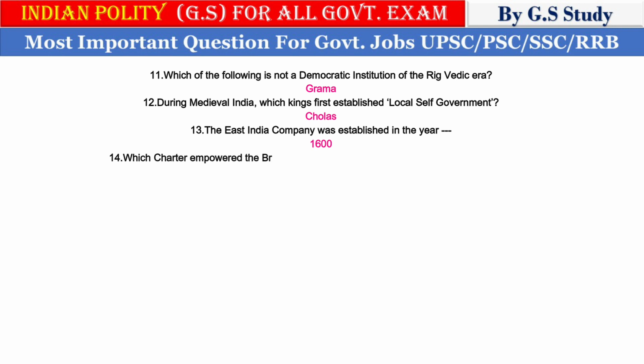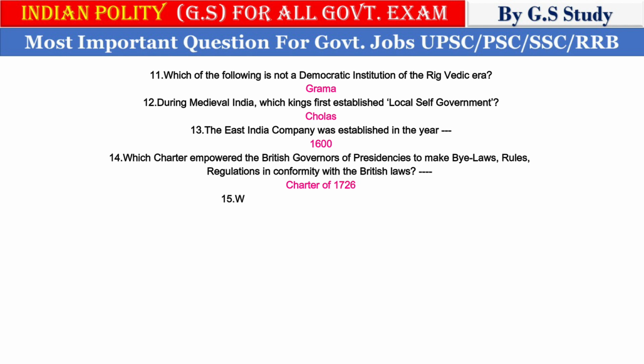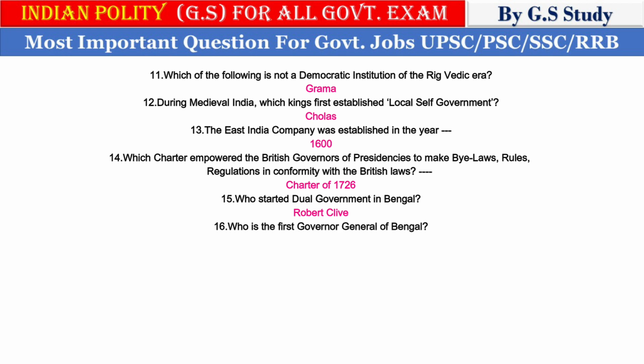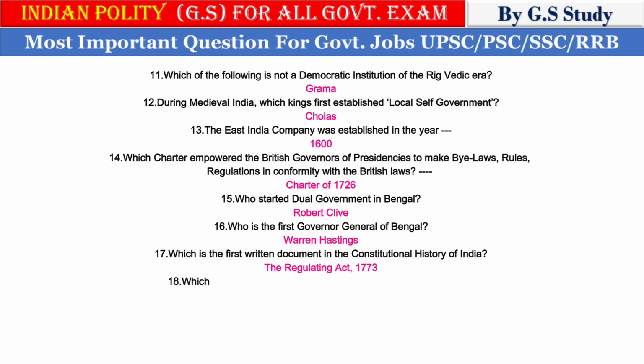14. Which charter empowered the British governors of presidencies to make bylaws, rules, regulations in conformity with the British laws, Charter of 1726. 15. Who started dual government in Bengal? Robert Clive. 16. Who is the first Governor-General of Bengal? Warren Hastings. 17. Which is the first written document in the constitutional history of India? The Regulating Act, 1773. 18. Which act created for the first time in India, Government of India?